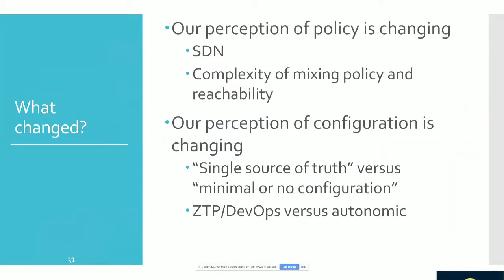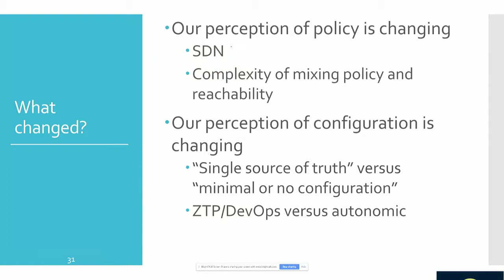So why is this? What has changed? The first thing is our perception of policy is changing. This is primarily a result of these things around SDN. So everybody is looking at this SDN model and saying, it's really kind of neat to have this overlay controller that can manage some parts of my network in a way that makes sense for me. So SDN is kind of changing the perception of policy. The other thing is I'm starting to see a lot more complexity around mixing policy and reachability. So what I need to do is I need to rethink my policy and understand my policy better.